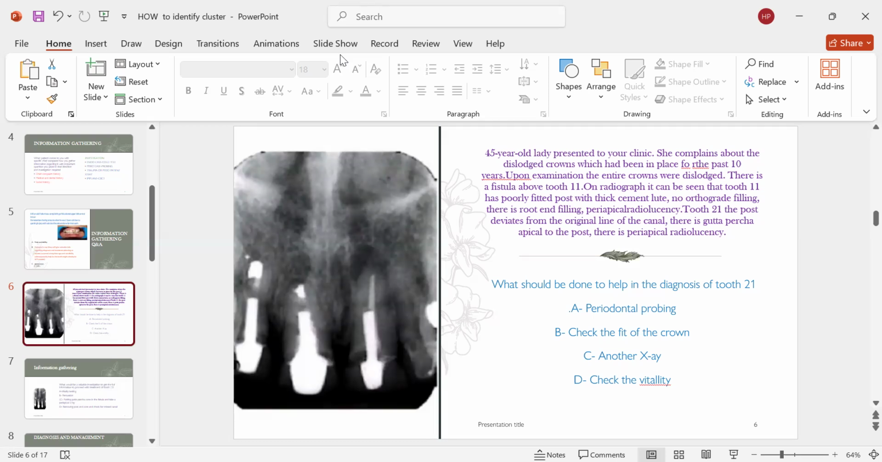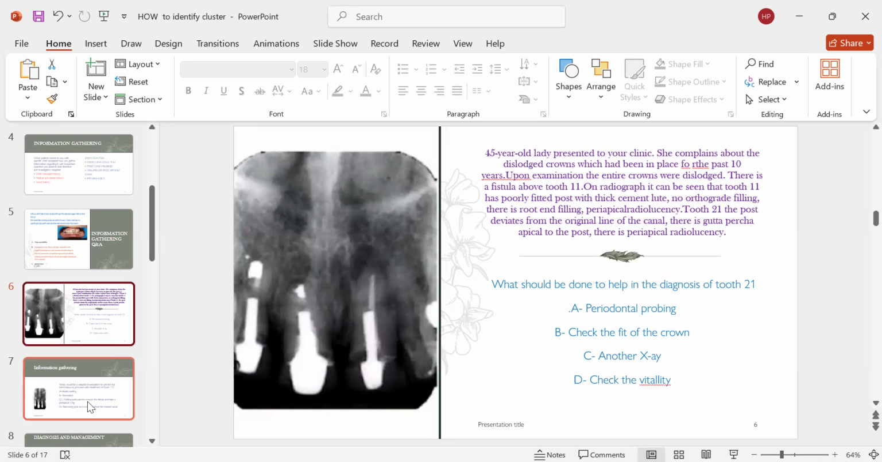So what will we do to check the isolated pocket in the VRF cases? Yes, doctor, true. Very good. It's periodontal probing. You need to train your mind in this way. You need to think what exactly they are giving you, where exactly they are taking you. Okay. Now you have done the periodontal probing.